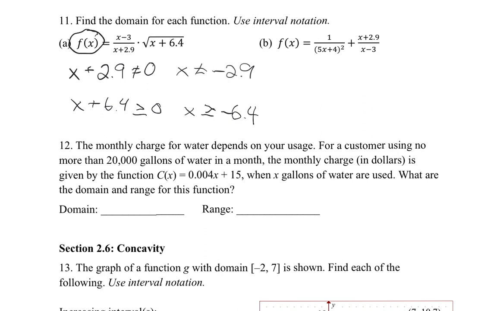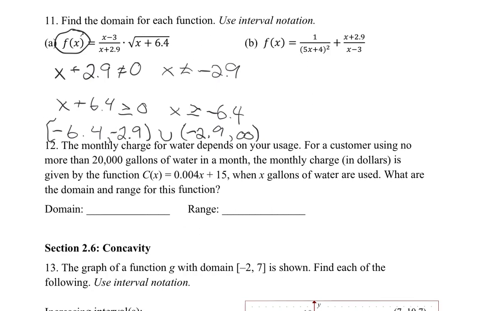So first, our lower bound is going to be negative 6.4, and we can go up to negative 2.9. Then we have a break in our interval here, so we need to use a union sign. We can start again at negative 2.9. We have no further restrictions, so we'll go all the way up to infinity.